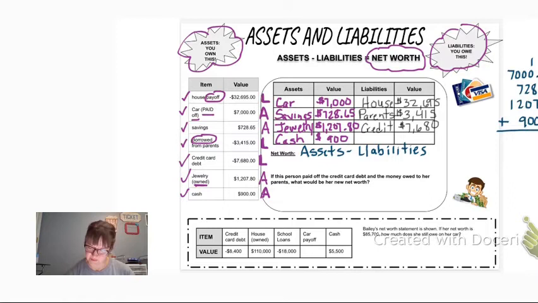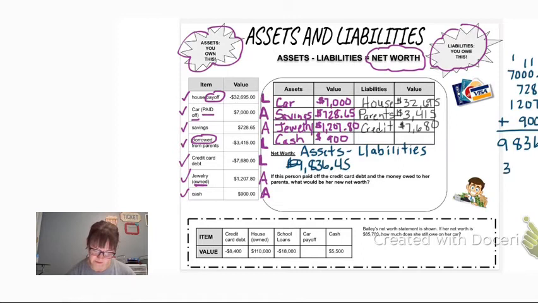Okay, 1 plus 8 is 9, plus 7 is 16. 1 plus 2 is 3. 0 is still 3. 7 plus 2 is 9, plus 9 is 18. 1 plus 7 is 8. Plus 1 is 9. So I have $9,836.45. Now we're going to add up our liabilities.